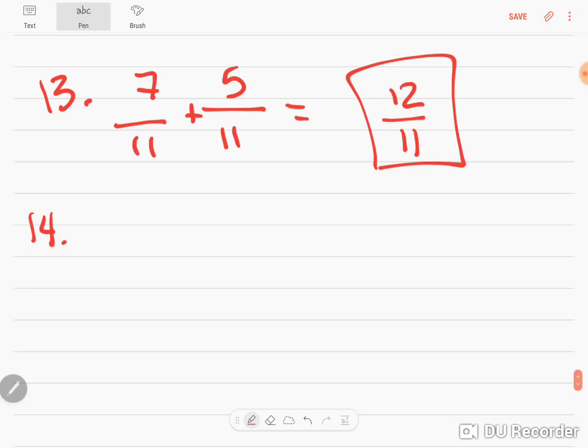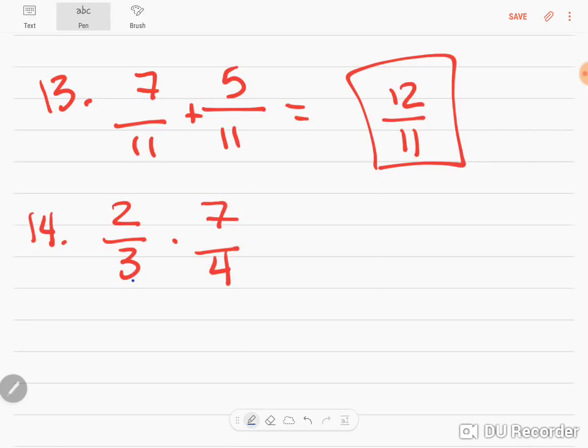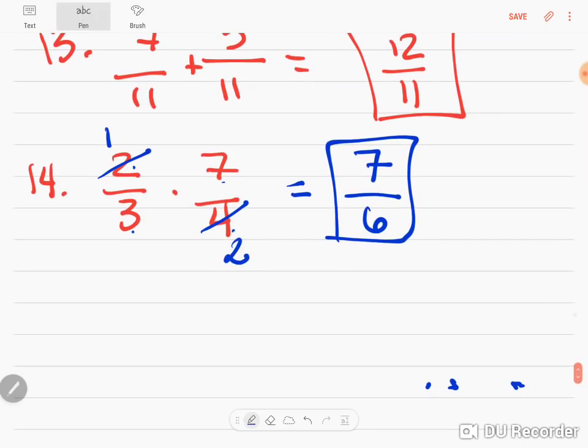Number 14. It says 2/3 times 7/4. I want you guys to get in the habit of cross-canceling. Can I cross-cancel 3 and 7? No. Can I cross-cancel 2 and 4? Yes. These are both multiples of 2. 2 divided by 2 is 1, and 4 divided by 2 is 2. So now I can just multiply across. 7 times 1 is 7, and 3 times 2 is 6. That's your answer.